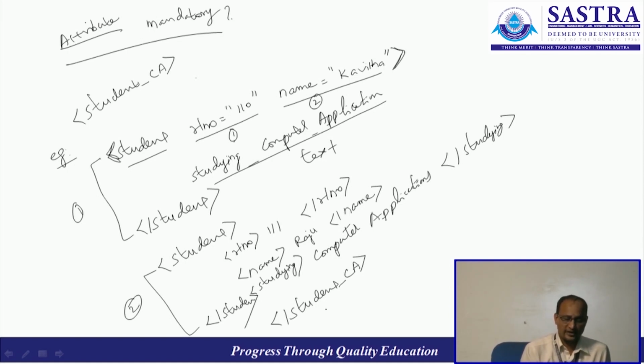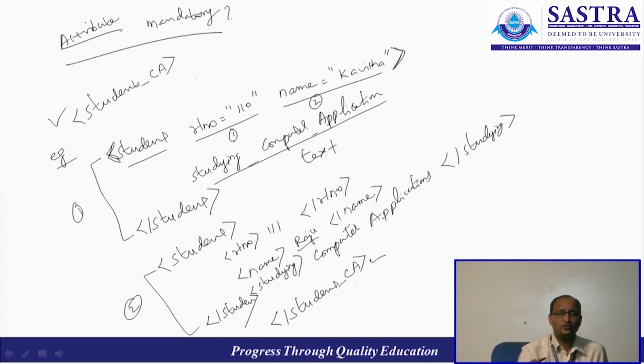Student_CA, Student_CA. So the element has been closed. This is the opening element and this is the closing element. It is closed properly. Now, by reading this document, how many records do I have? Two records. One is about Kavita and another one is about Raju. Syntactically, this is right. There is no mistake in the document.